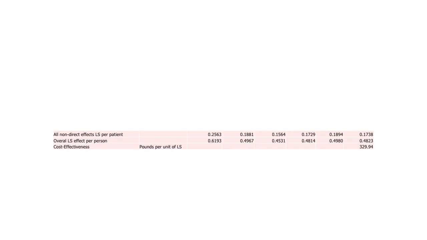That last column shows you the total undiscounted effect over these 5 years. The overall life satisfaction effect per person, and this is now per person treated, is 0.5. And the cost effectiveness of that intervention is £330 per unit.